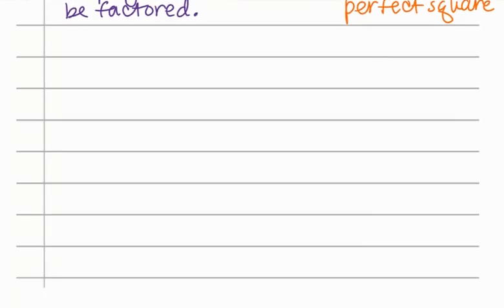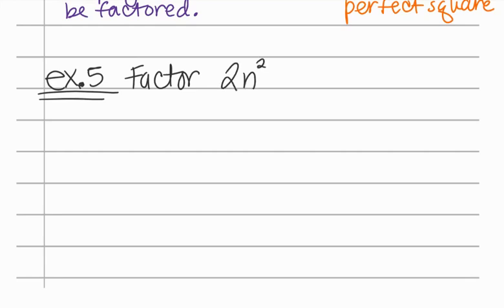All right. Let's look at another situation that you're going to see. Now, in the last lesson, we talked about the first thing you want to look for is to see if there is a GCF that you can factor out of your trinomial or polynomial. And that's what's going to happen here. So we want to factor 2n squared plus 6n minus 108.